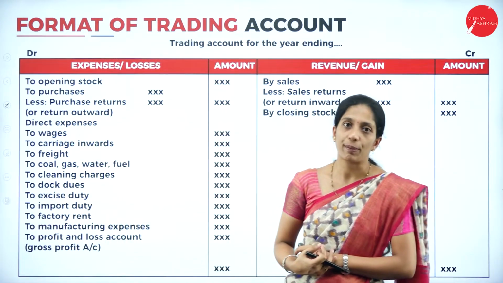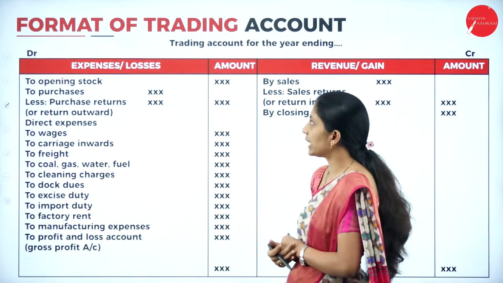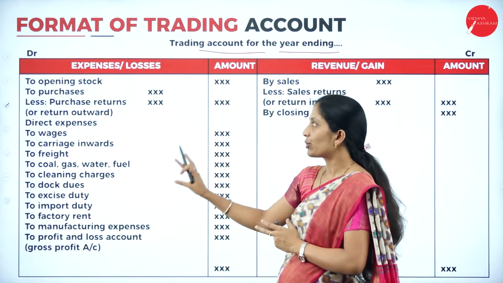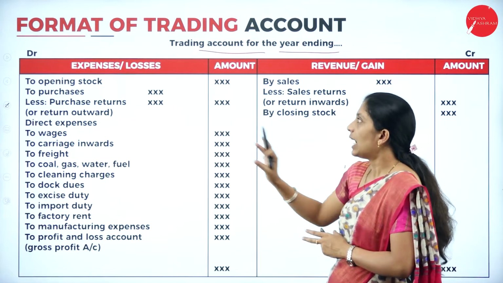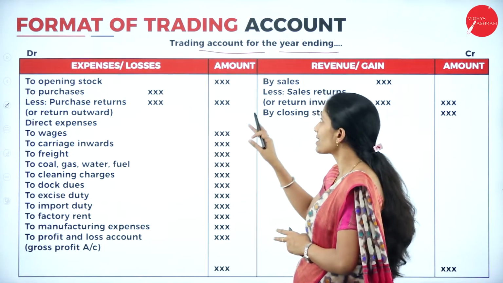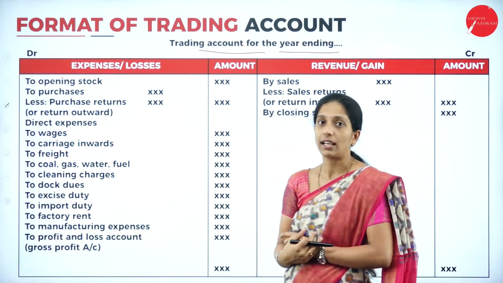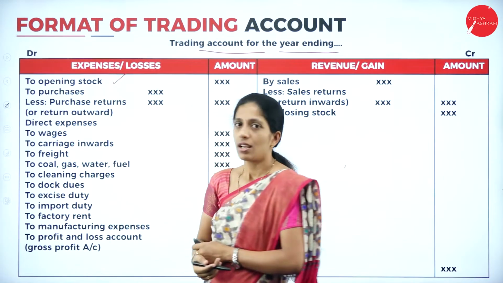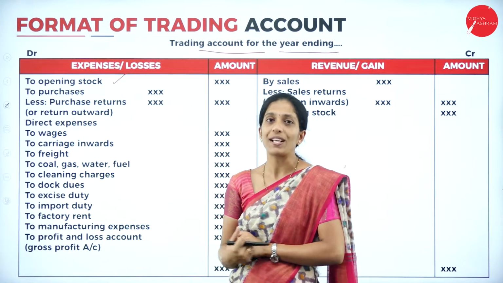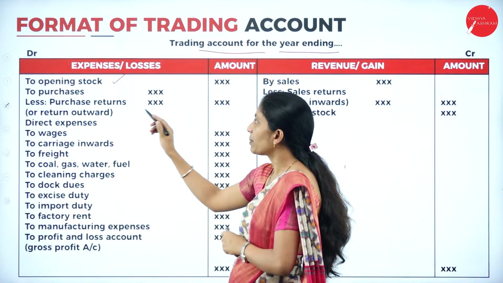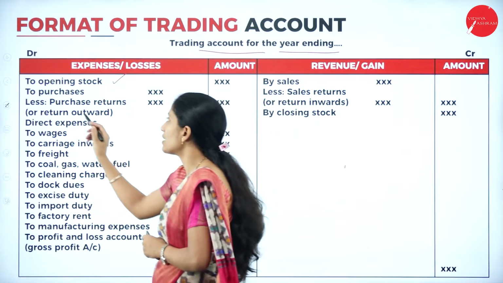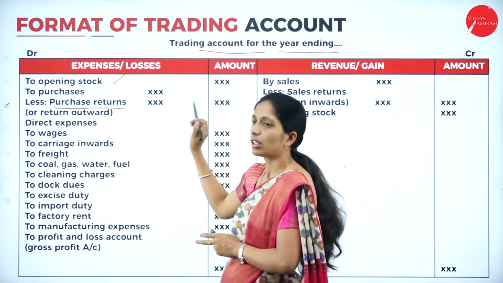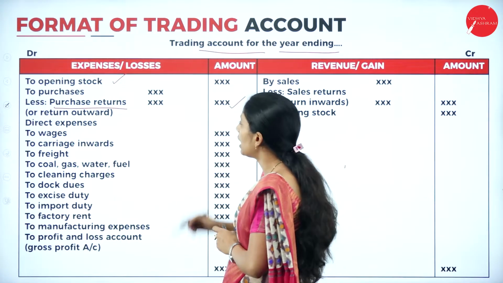Normally we are going to prepare the trading account at the end of the financial year. So for the trading account, write the heading Trading Account for the year ending. As I told you, you will have a debit as well as a credit side. Under the debit side, expenses or losses and amount, and on the credit side, revenue or gains and amount. Now what is the format? You will start with To Opening Stock. So your trading account will start with To Opening Stock. Next your format will be To Purchases less returns. Returns here is nothing but purchase returns. So To Opening Stock, To Purchases less returns, written in the outer column.